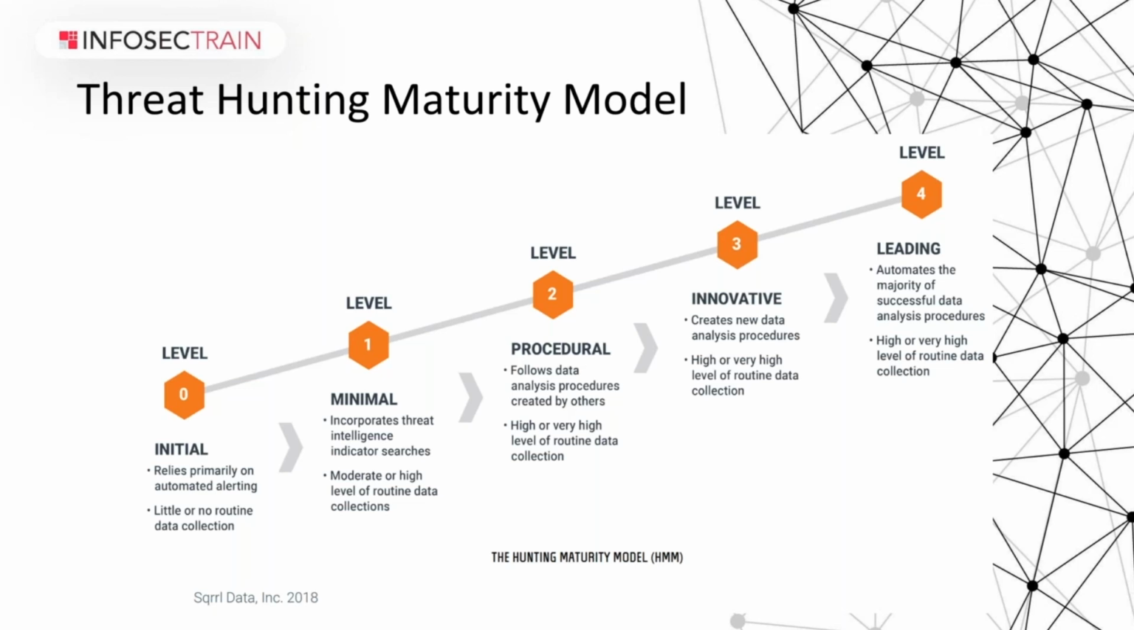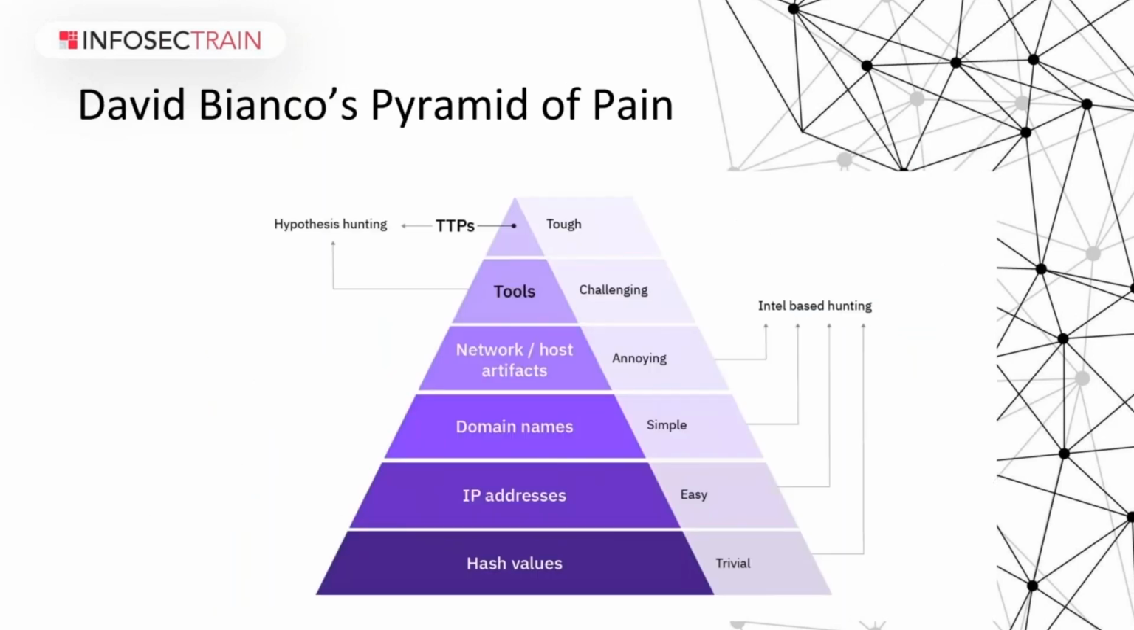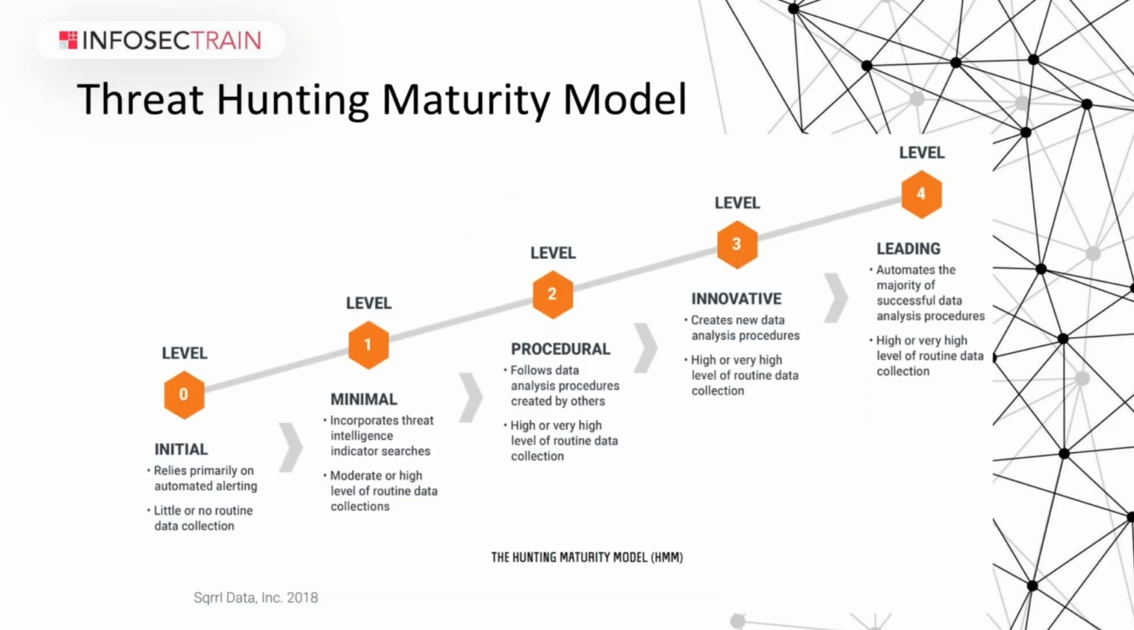Now, based on the activities we do, we fall in one of the levels here on your screen. What you see is the threat hunting maturity model. I might be using hash values to do the hunting, IP addresses, tools, or TTPs. But where do we stand? What is the maturity of my organization when it comes to hunting down threats? There are five levels here, okay? Every organization falls in one of these levels.